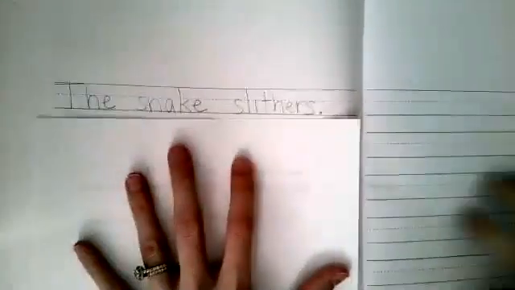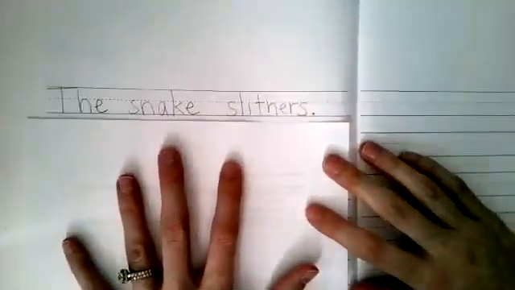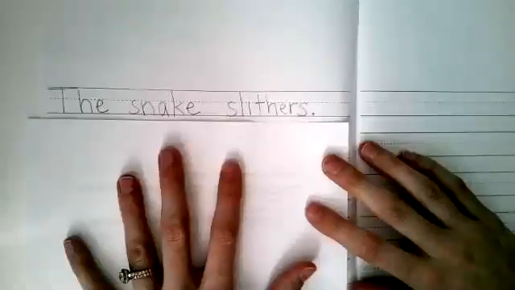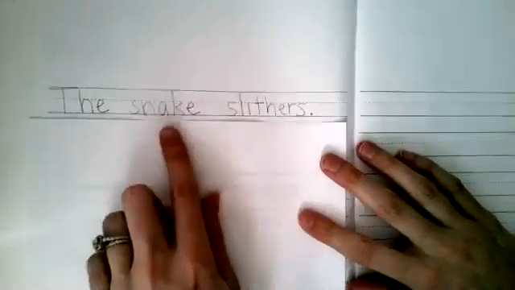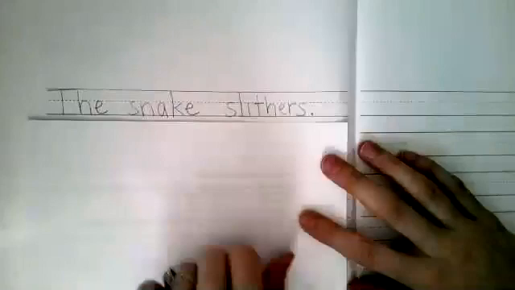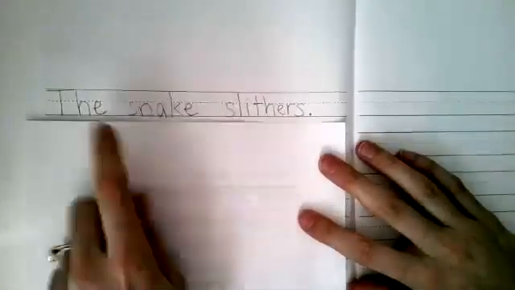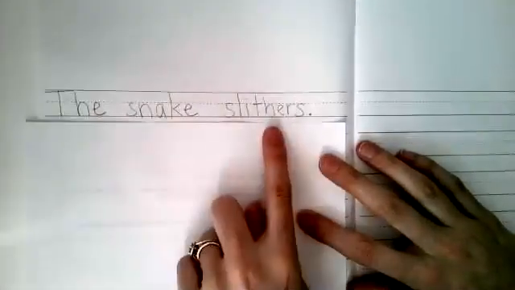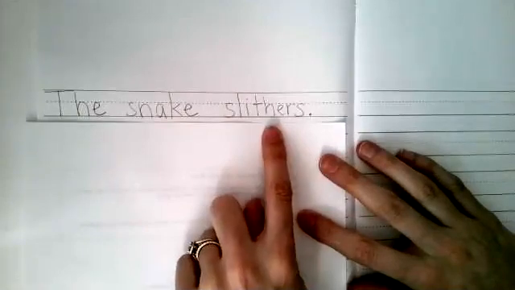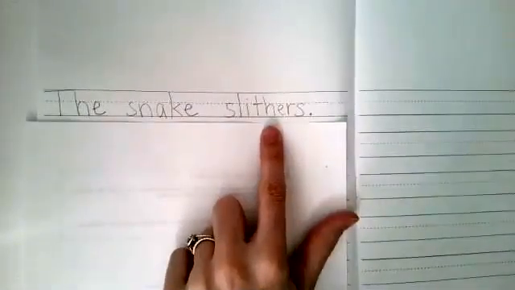Okay, here's what I did first. I thought of an animal and I thought, ooh, what does this animal do? Well, my animal was a snake and I was like, well, snakes slither. So here's what I wrote. The snake slithers. Who can picture a snake slithering in their mind when I read that sentence to them?